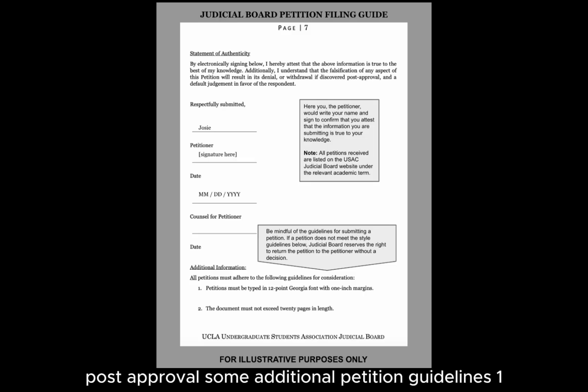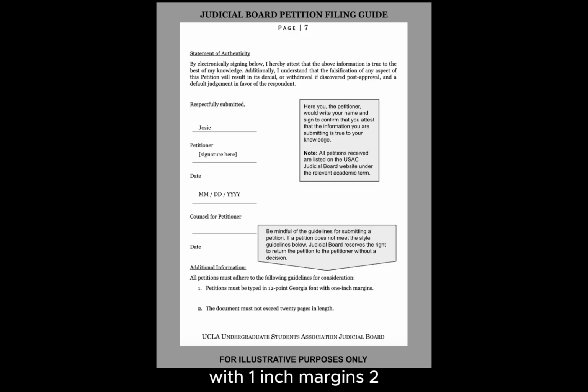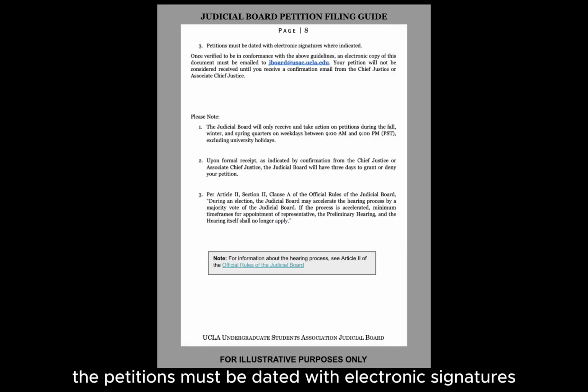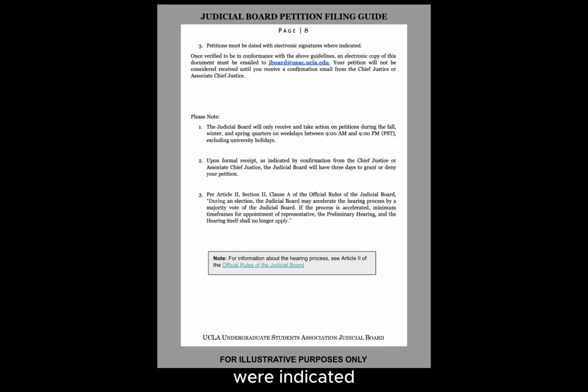Some additional petition guidelines. 1. Petitions must be typed in 12-point Georgia font with 1-inch margins. 2. The document must not exceed 20 pages in length. And 3. The petitions must be dated with electronic signatures where indicated.